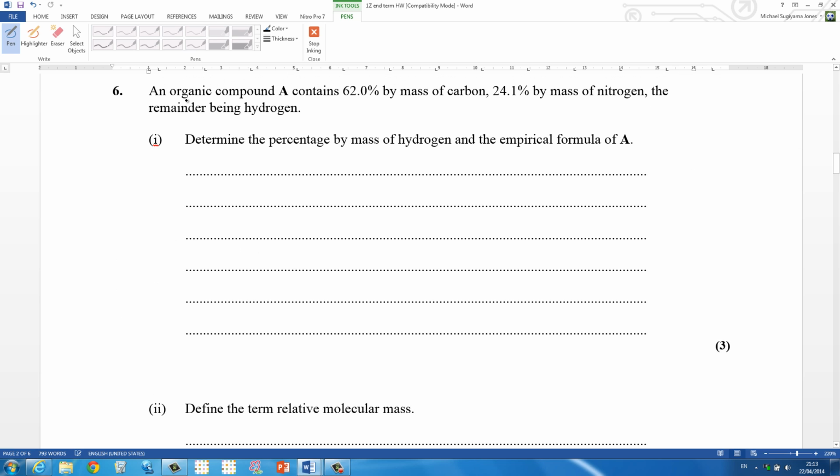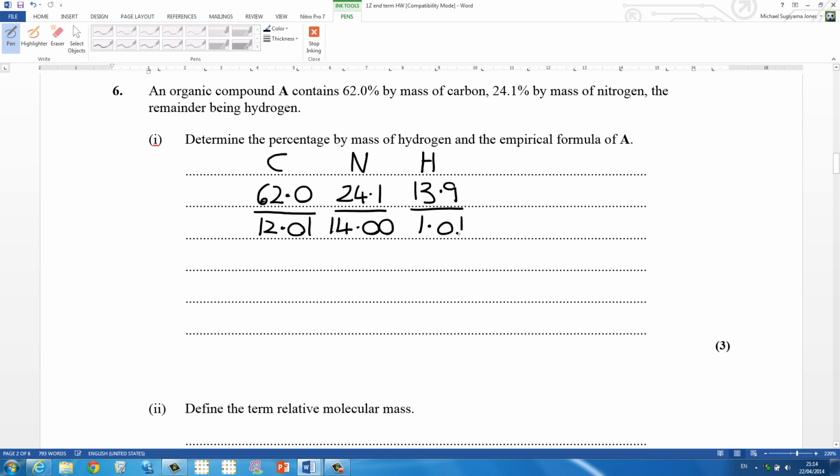Okay, so next we have another empirical formula. This one is slightly longer, but the method is the same. You write down the elements involved, so that's C, H, and N. You will have to do a little bit of calculating to find H because you're not given H, okay? So that's 24.1, and the remainder there, if you subtract all these from 100, will be 13.9, okay? So then you divide by the molar mass, and I think that's 14 if I can remember correctly, and that's 1.01, and I think if I've done my math correctly, you get 5.16, 1.72, and 13.9 or thereabouts, okay?